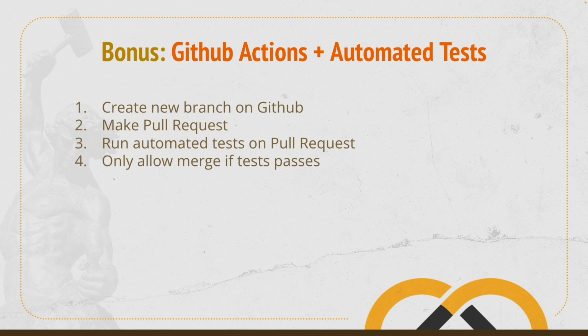Okay, great. As a bonus section, I'm gonna show you how you can use GitHub Actions to create automated tests. So what we are going to do is create a new branch on GitHub. And then we're gonna make our changes on this new branch, and then we make a pull request to merge into the main branch. So we're gonna create a second GitHub action, which is going to run a set of automated tests on our code base. And we're only going to allow the merge if all tests pass on GitHub. So let's work on it.